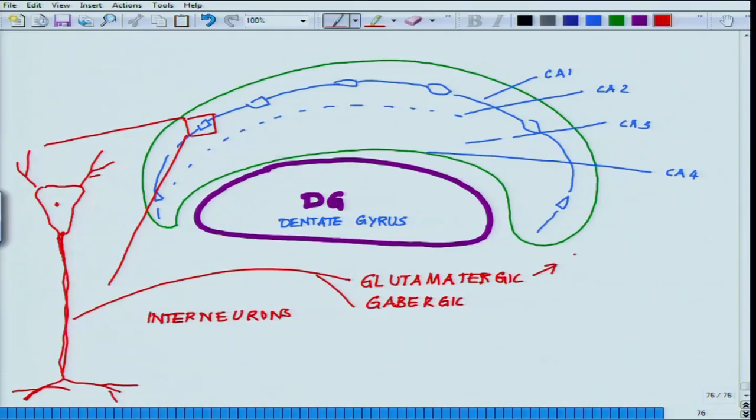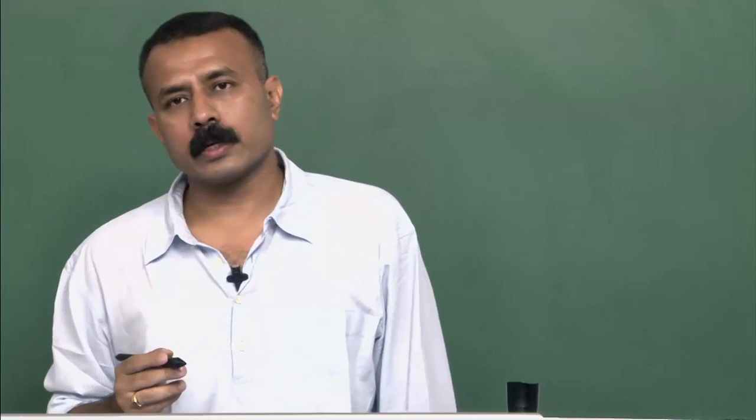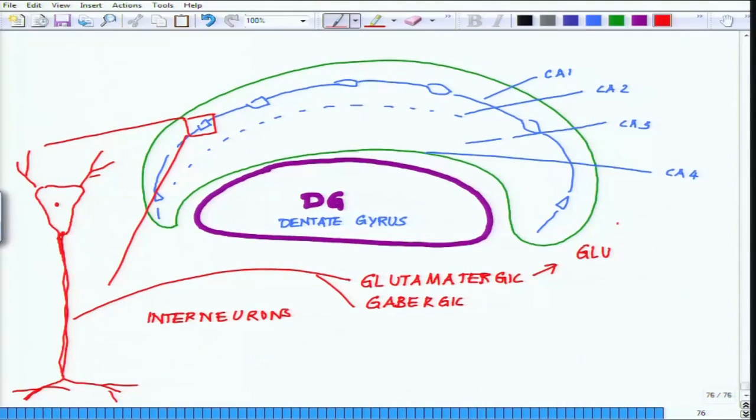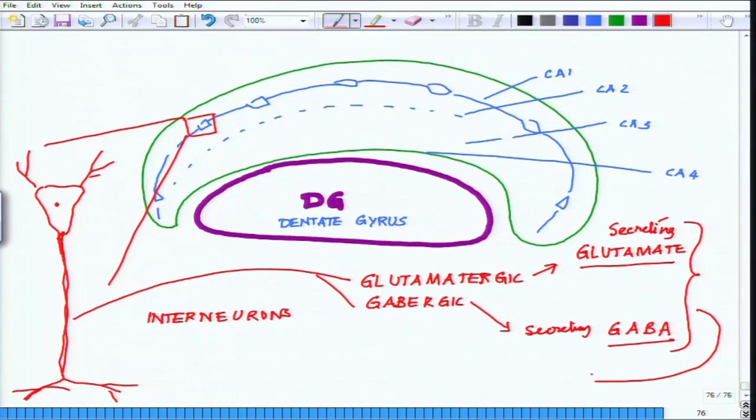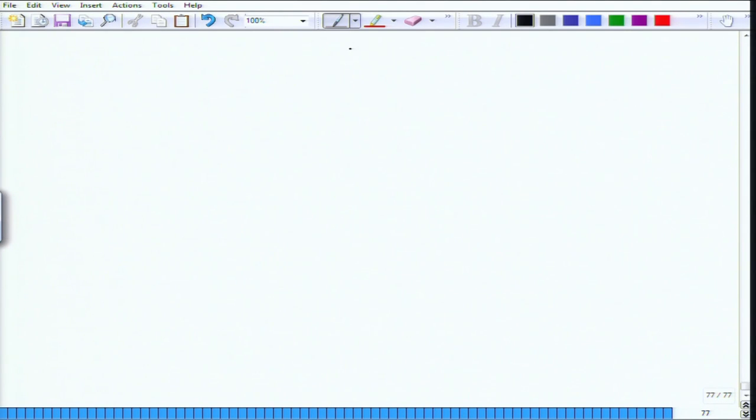Glutamate means, if you remember the classification of neurotransmitters, most of these neurons secrete an excitatory neurotransmitter called glutamate, and GABAergic means they are secreting gamma aminobutyric acid as neurotransmitter. So, based on the neurotransmitters, these are being classified. Another thing to remember while studying the brain: none of these regions are isolated regions. Okay. So, in other words, for example, again let me redraw the brain.